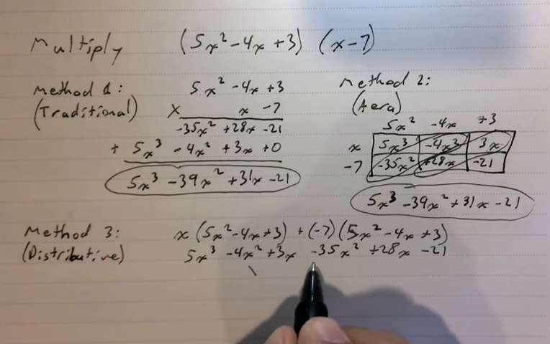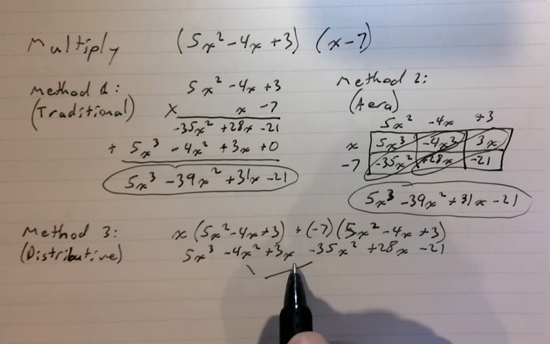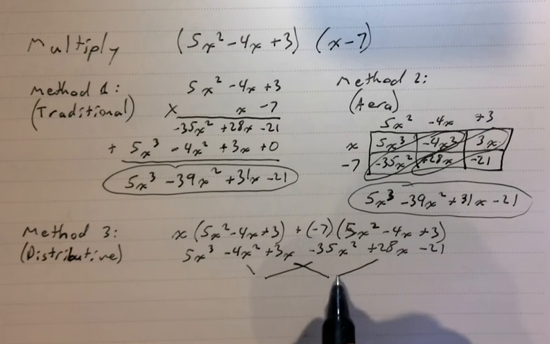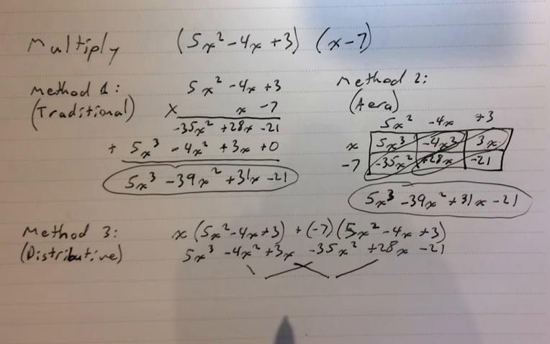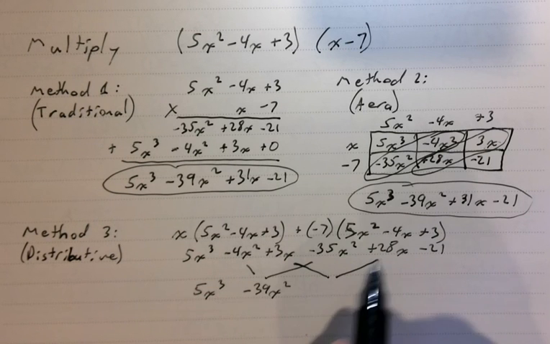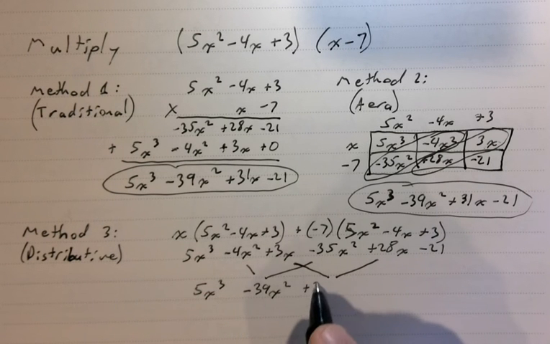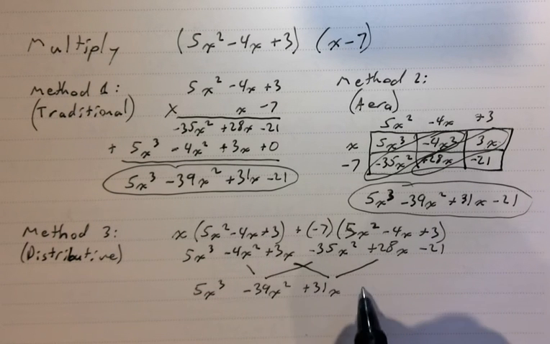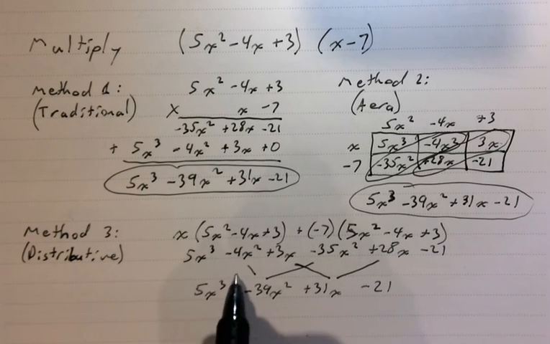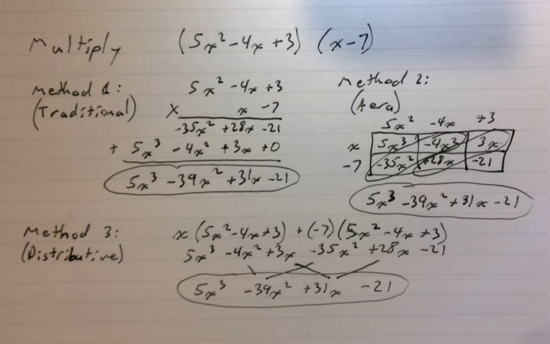For me, I sometimes, if I'm using this method, will combine the like terms this way to kind of indicate where my answer should go. 5x cubed, the square terms together, negative 39x squared. Now the linear terms together, positive 31x, and finally the constant that remains. And you see this is the same answer.